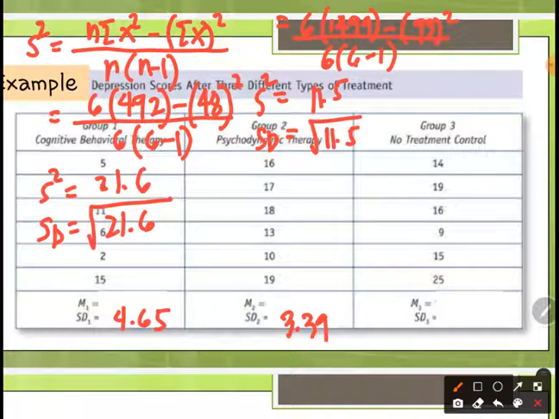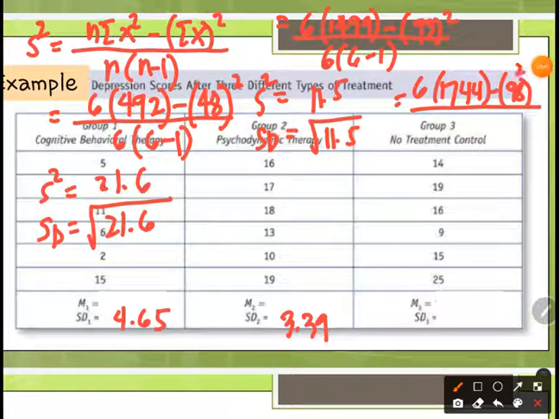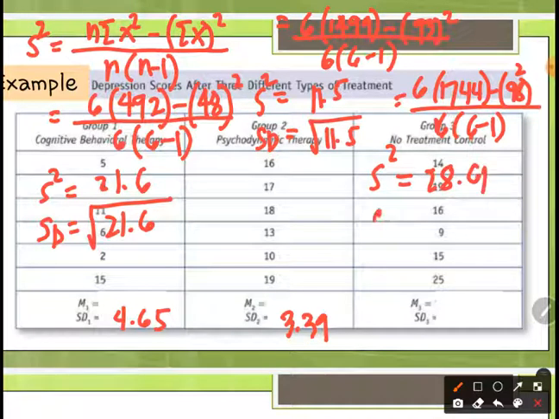Then the last one is for the group 3, we have 6 times yung ating summation of x squared, that is 1,744 minus the quantity 98 squared over 6 times the quantity 6 minus 1, and that would be equals to s squared is equals to 28.61, or SD is equals to square root of 28.61, so that would be equal to 5.35.